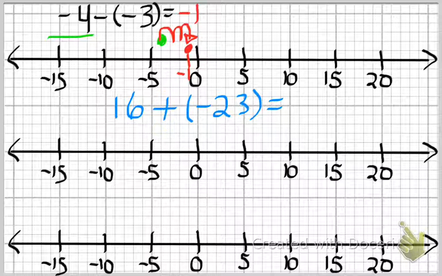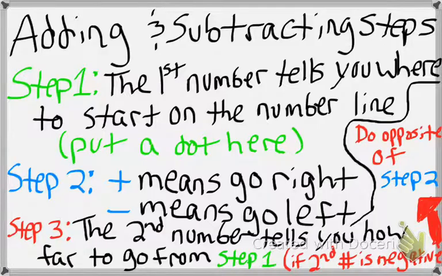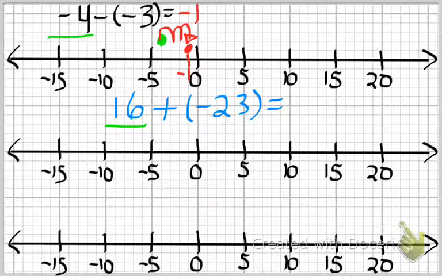And just because you see a minus here, a negative here, or a minus sign doesn't mean we're necessarily subtracting. In this case we will be, but we'll get to that. So anyways, let's follow our steps. Step 1, look at the first number. Put a dot at the first number. That's step 1. So the first number is a 16, so we're going to put a dot at positive 16.